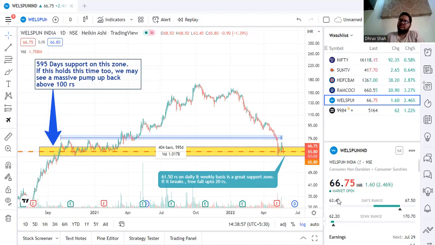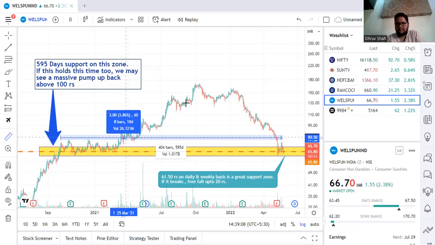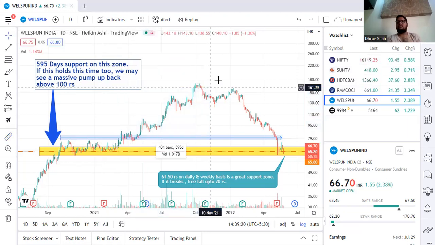And when we jump, the jump is very high. As you can see, this was entirely an accumulation zone, and we broke that accumulation high. We went 121% up, directly from 77 rupees to 171 rupees, which is a 100 rupees hike. This is the gem we have to find out in the market. And this is the first gem.